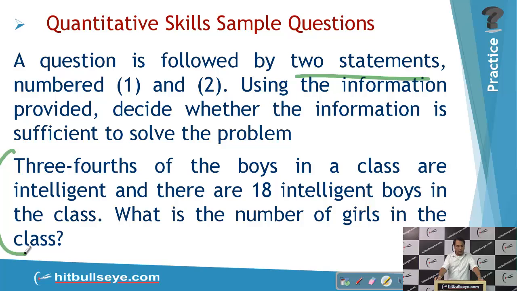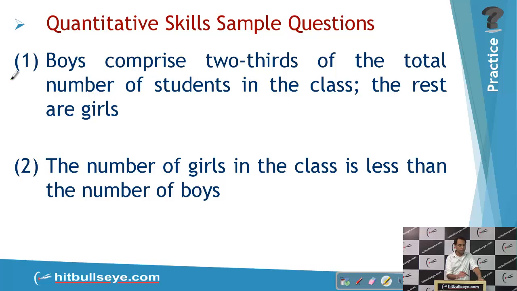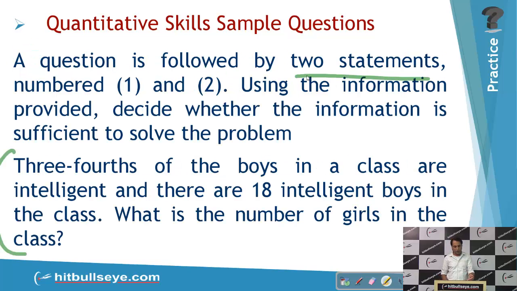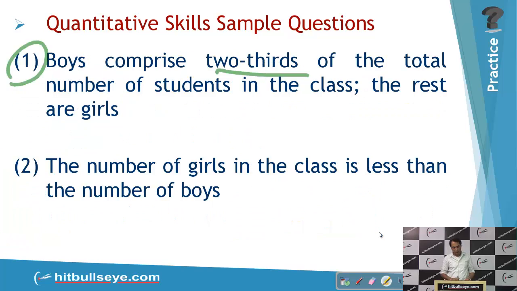3/4 of the boys in a class are intelligent, and there are 18 intelligent boys in the class. What is the number of girls in the class? The statements given are, statement 1, boys comprise 2/3 of the total number of students in the class, the rest are girls. If you look at the statement individually, separately, you obviously can find out what the question requires you to do, and that is the number of girls in the class. Right? So this statement alone is sufficient to answer the question.